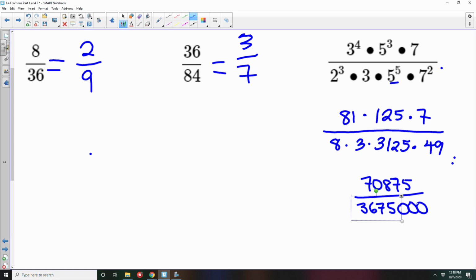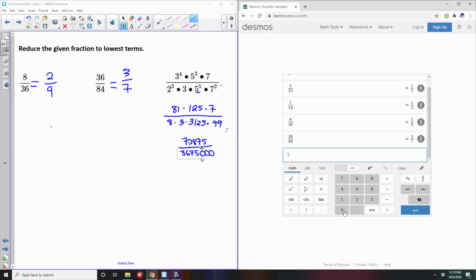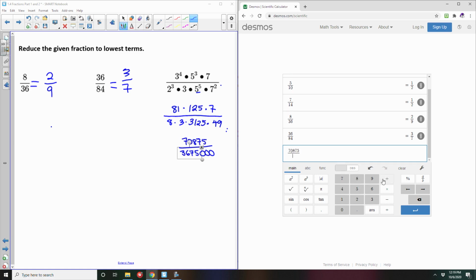There we go. And now, once again, go back to Desmos. Put in that really, really large fraction here. Let's see. Probably be easier if I show you that number. There we go. So we got 70,875 divided by 3,675,000. One more zero. There we go. Convert to a fraction. You get 27/1400.